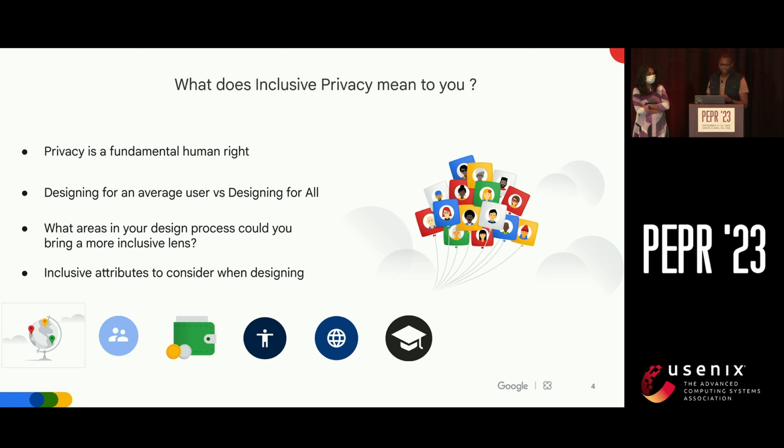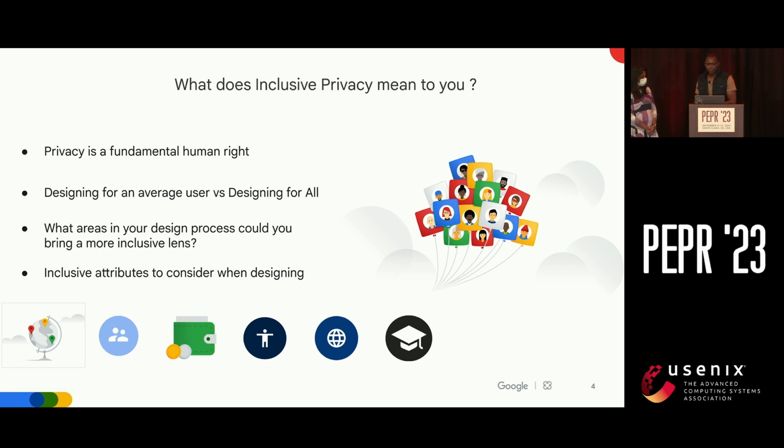So inclusive privacy is an approach to privacy design that takes into account the different user needs, regardless of their abilities, characteristics, identities, or values. It's a slight shift from traditional privacy that looks at an average user, where we are designing products for an average. We just say, here's our user, and these are the privacy considerations we're taking into account.